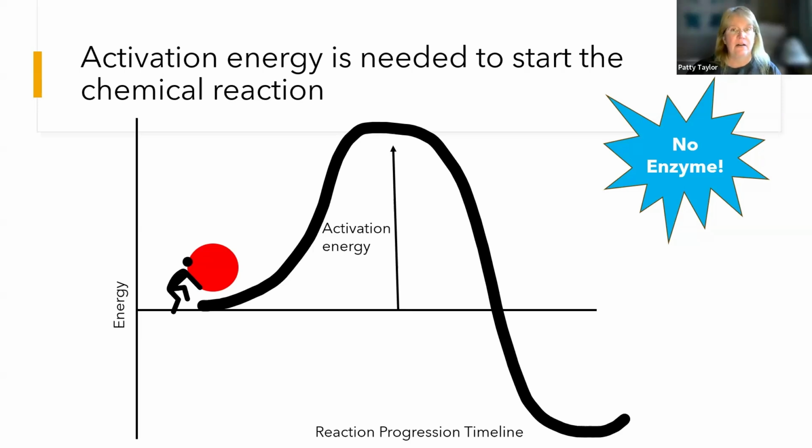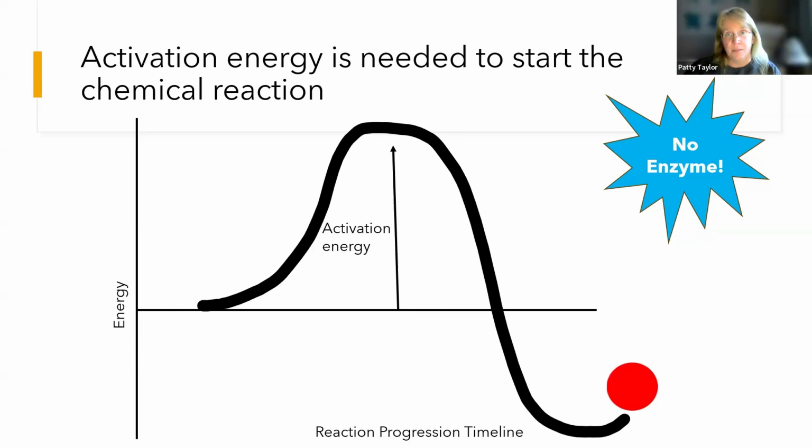So to understand how activation energy works, let's imagine that your task is to push this 400-pound ball up and over that really tall hill. It's all you. There's no enzyme to help you. So it's completely your task alone to huff and puff, push that ball up over the hill. So it requires a great deal of activation energy if you're going to accomplish that task.